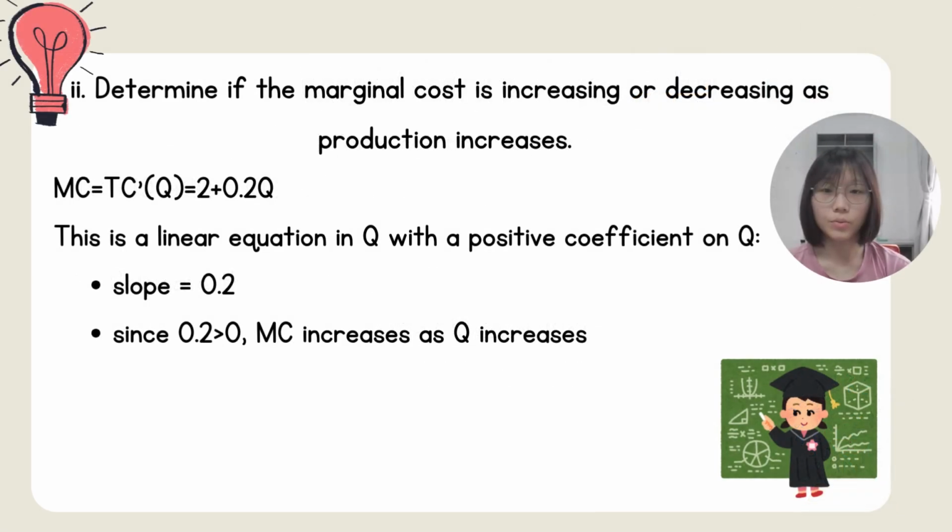Next is question number 2. Determine if the marginal cost is increased or decreased as production increases. We look at MC equal to 2 plus 0.2Q. This is a linear equation in Q with a positive effect on Q. The slope 0.2 is positive. That means when Q increases, 0.2Q also increases. So the whole marginal cost becomes larger and larger. Therefore, marginal cost increases as production increases.